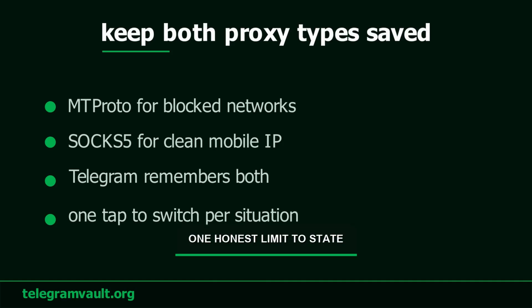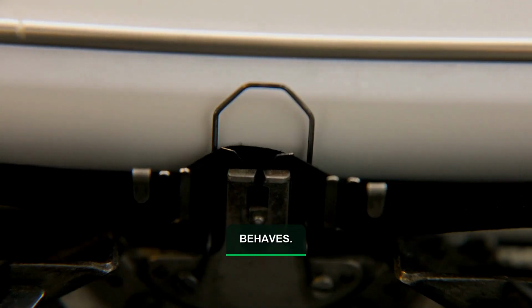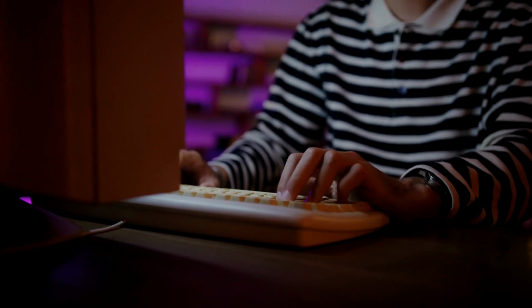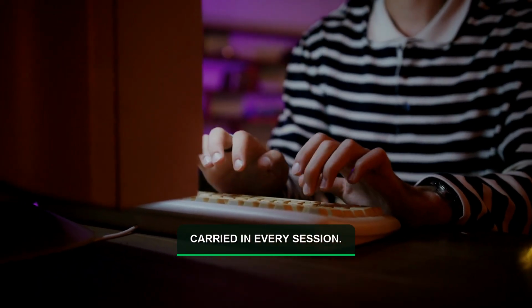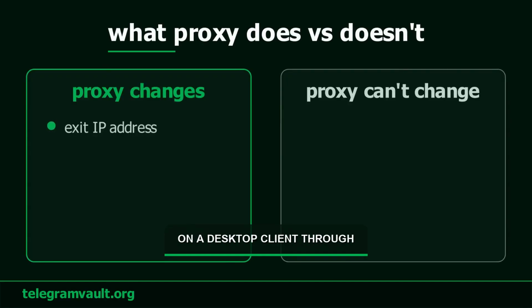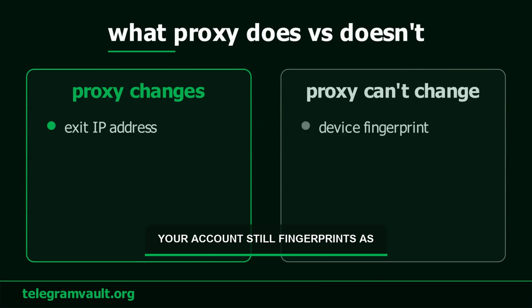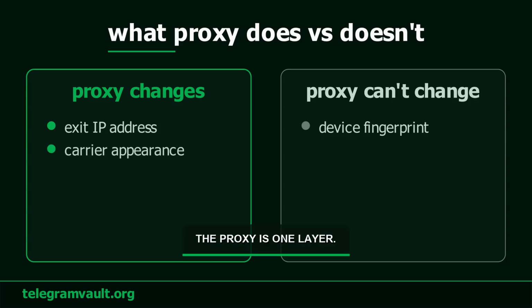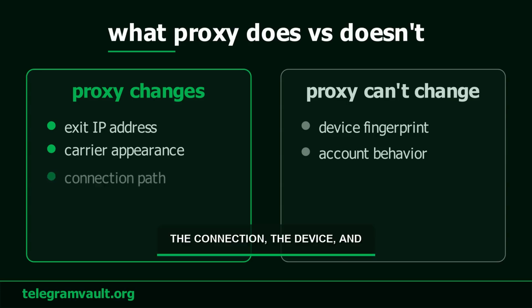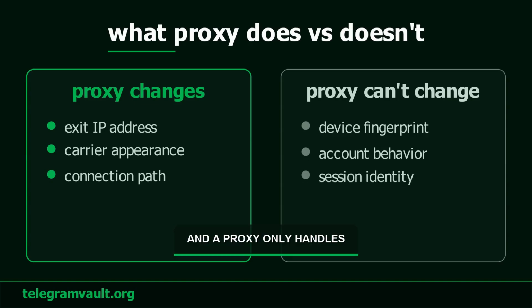One honest limit to state plainly: neither proxy changes your device fingerprint or how your account behaves. A proxy moves the connection. It doesn't change the identity carried in every session. So if you run Telegram on a desktop client through a mobile SOCKS5 proxy, your account still fingerprints as a desktop on a mobile IP, which is a mismatch that's detectable. The proxy is one layer. For an account that genuinely needs to look like a real person on a real mobile device, the connection, the device, and the behavior all have to line up, and a proxy only handles the connection.